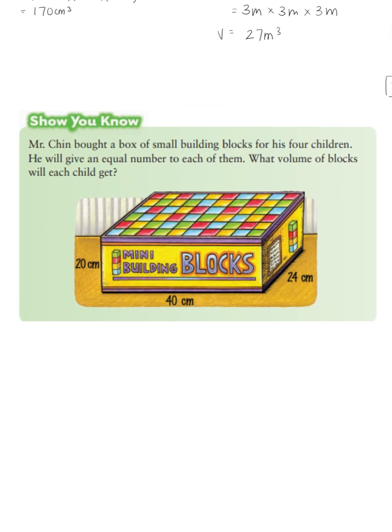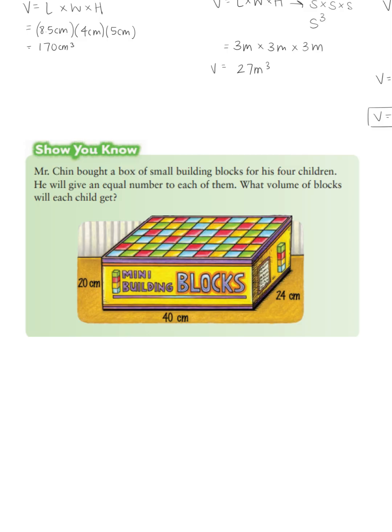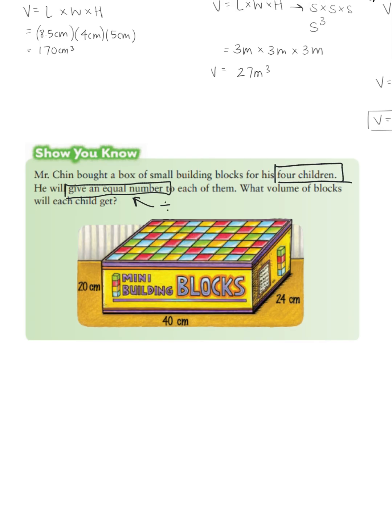In Show You Know 2, Mr. Chin bought a box of small building blocks for his 4 children. That feels important, that there are 4 kids. He will give an equal number to each of them. That tells us that we're dividing. What volume of blocks will each child get?